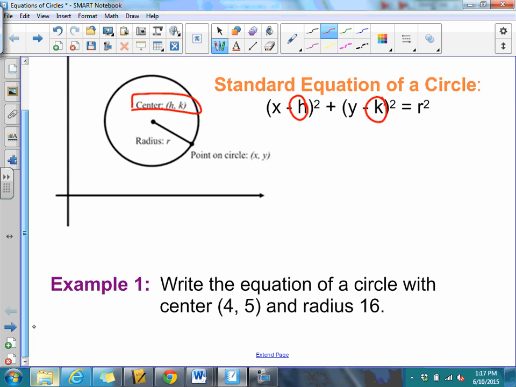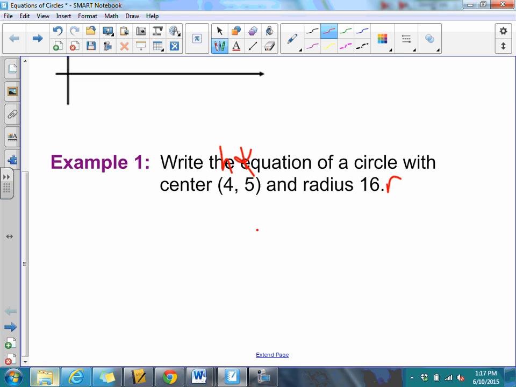So let's look at our first example. If we know that that is our formula, it says write the equation of a circle with center 4, 5, and radius 16. We essentially just need to plug this stuff into the formula. So we know our center is h and k, and we know our radius is r, correct? So I'm just going to plug it into my handy-dandy formula.